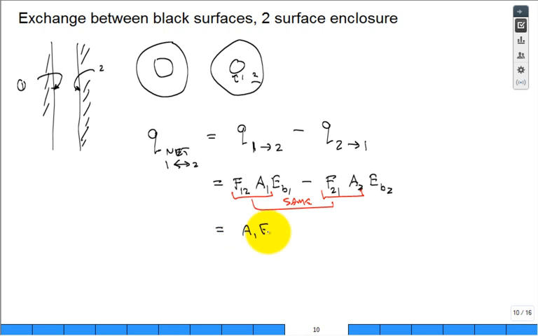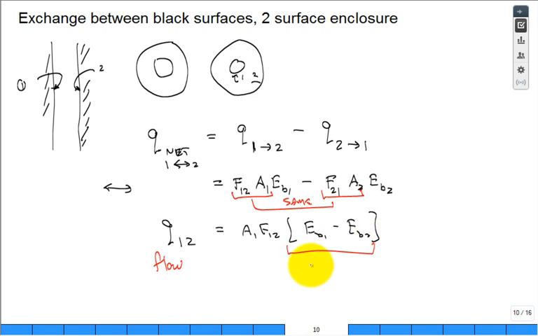Put A1 F1 to 2 times EB1 minus EB2 is equal to Q1, and this is where you could write net, and you put this double arrow like that, or you could just put Q1,2. That's how I think the book does, just like the view factor 1,2, or IJ. No comma in between it, no little arrows. Okay, so this is our flow. And this is what drives the flow. This is our difference in the potential.